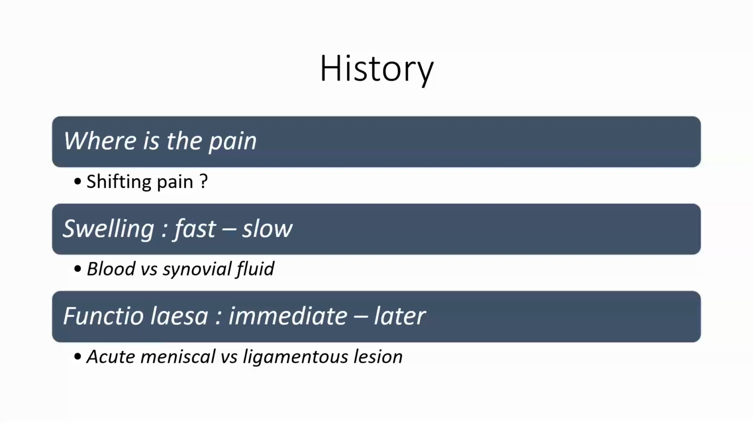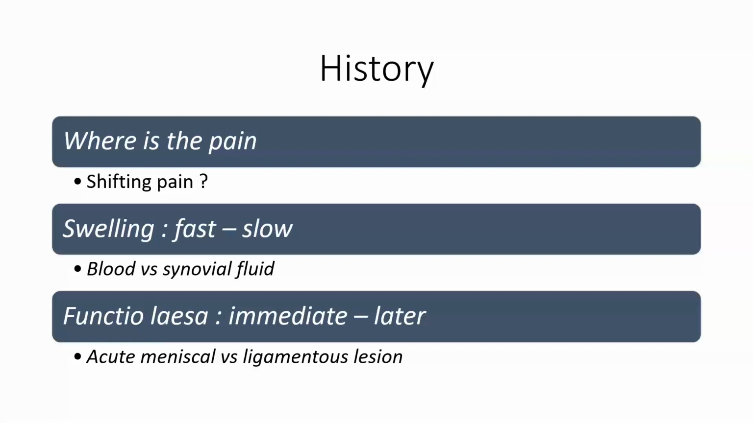We just talked about swelling. So how fast is the swelling coming? Slow onset of the swelling, synovial fluid. Fast onset of the swelling, blood. And then something very important.